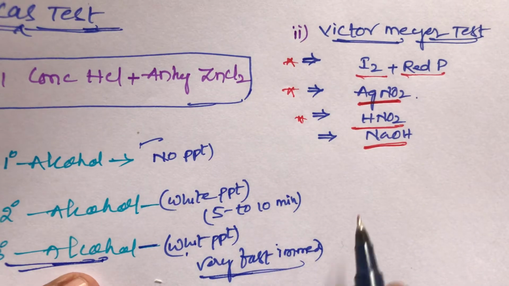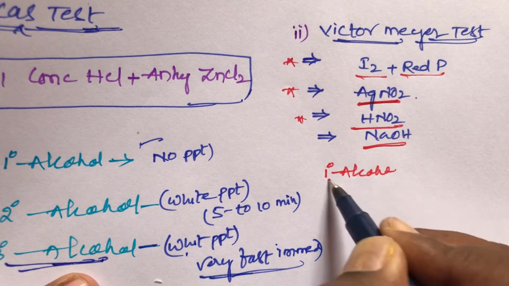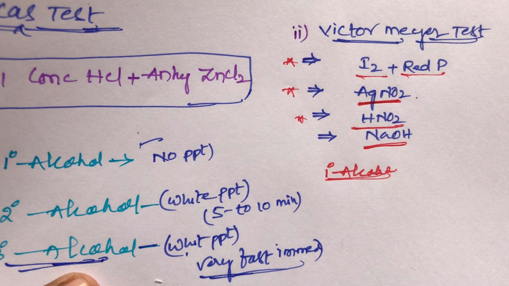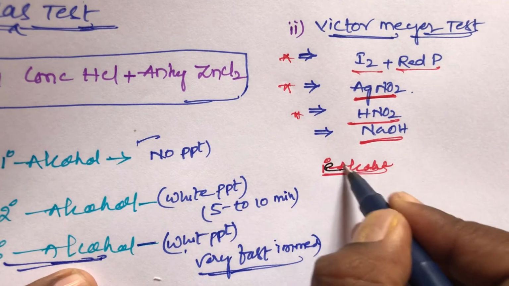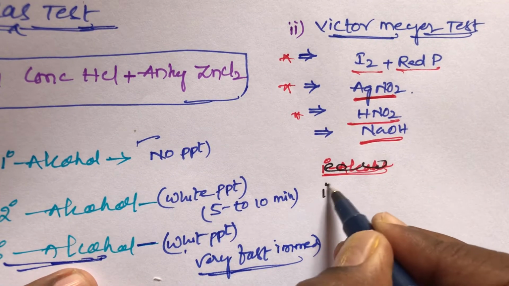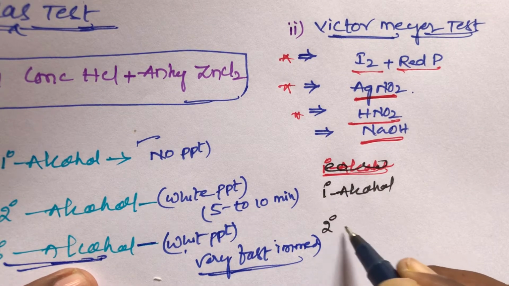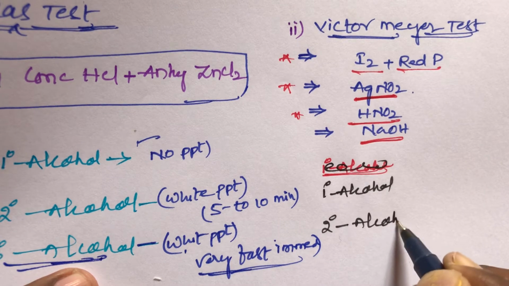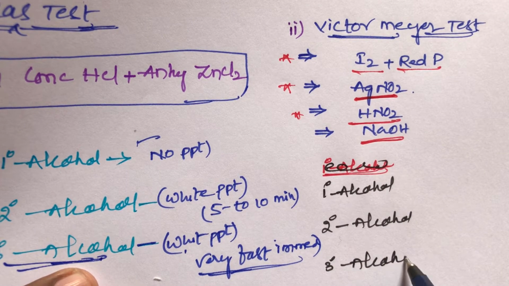So here also the same thing, student, that is primary alcohols. This is primary alcohols. Same here also, primary alcohols. Then secondary, that is 2 degree, means secondary alcohols. Then 3 degree, that is tertiary alcohols.